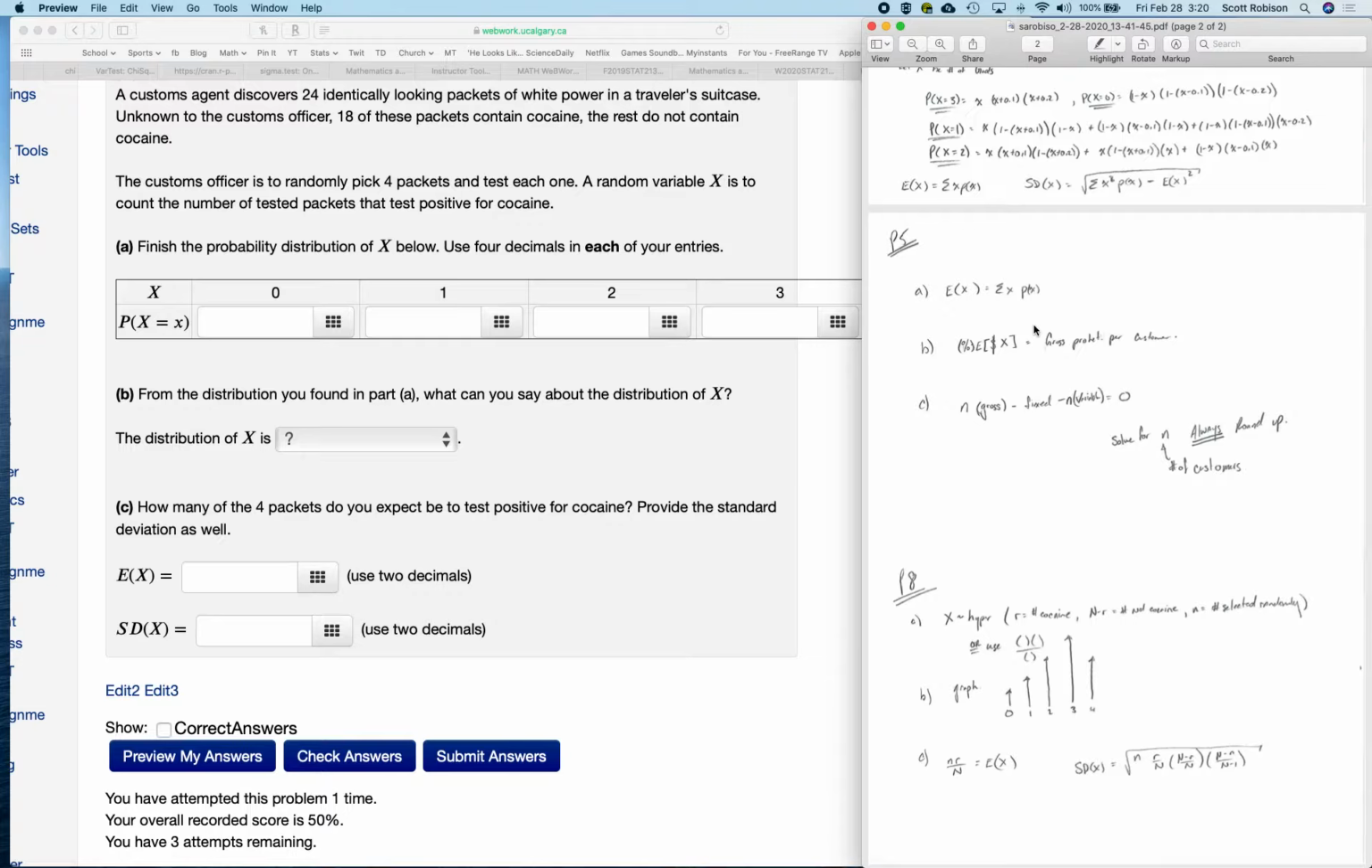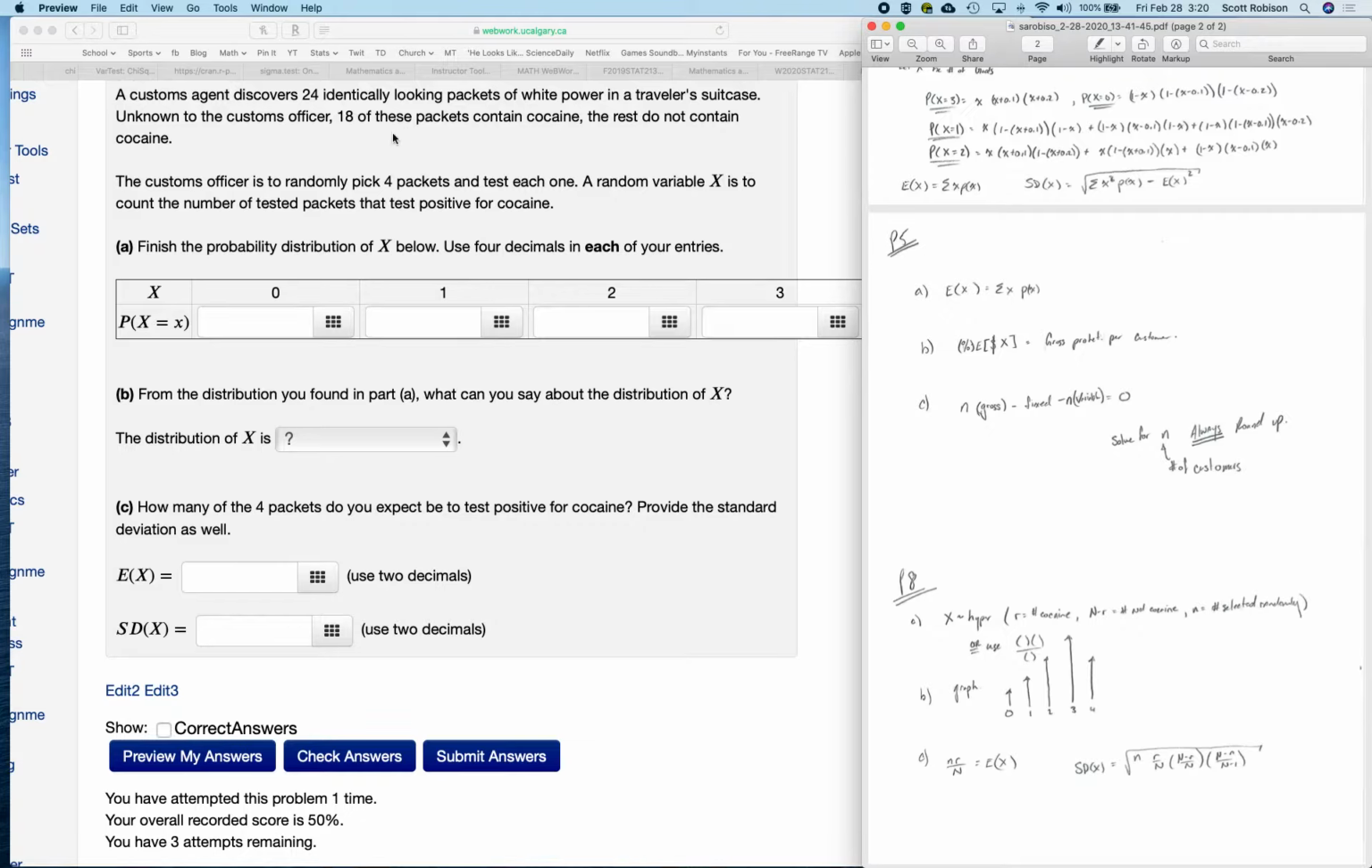One is, now that we've talked about the hypergeometric distribution, you could perhaps identify this as a hypergeometric distribution. The key to identifying a hypergeometric distribution is to think about whether the probability of success, or the probability of the event that you're thinking about, changes or not.